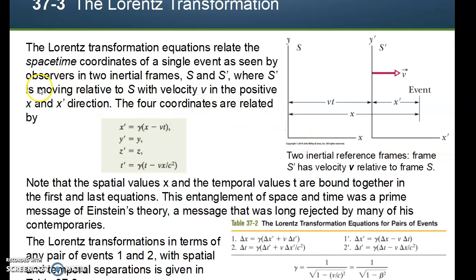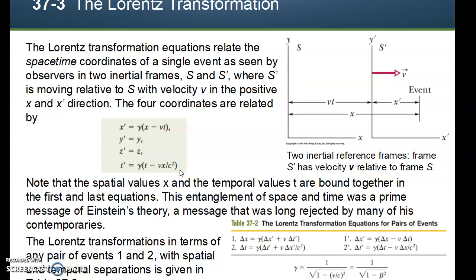Now here we have the Lorentz transformation. The Lorentz transformation equations relate the space-time coordinates of a single event as seen by observers in 2 different inertial frames, S and S prime, where S prime is moving relative to S with a velocity v in the positive x and x prime direction. 4 coordinates are related by these equations here, and you can see that the spatial values of x and t are intimately involved in both of this equation and this equation. This entanglement right here was a prime message of Einstein's theory, and many people rejected that initially, but has been proven out over time to actually be the case.